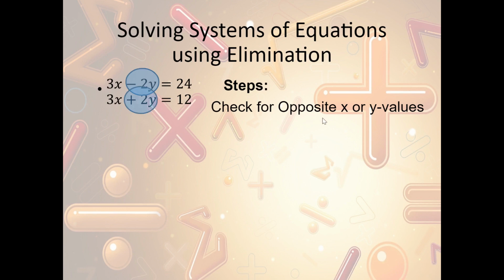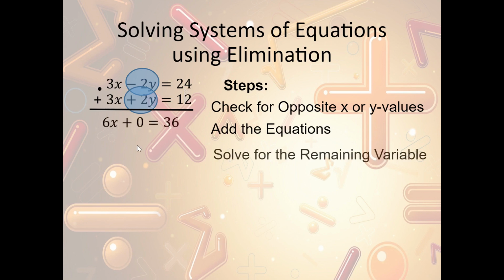So if we have opposite x or y values, we're going to go ahead and add the equations together. We're going to add the entire equation. So we add 3x plus 3x and we get 6x. -2y and 2y is equal to 0, right? That's the elimination part. We eliminated the y's. And then 12 plus 24 is 36. So we end up with 6x is equal to 36. Now we're going to solve for x. 6 is being multiplied by x, so I undo it by dividing. We divide both sides by 6 and we get x is equal to 36 divided by 6, which is 6.